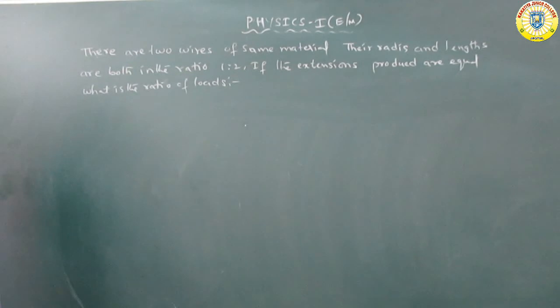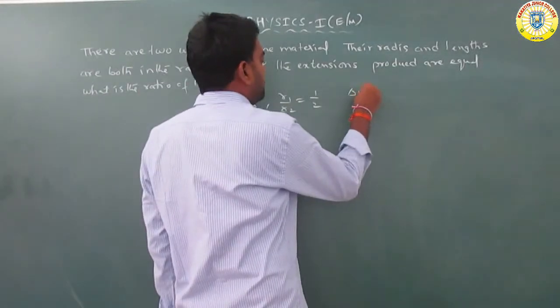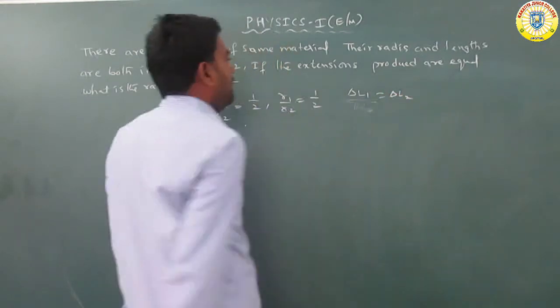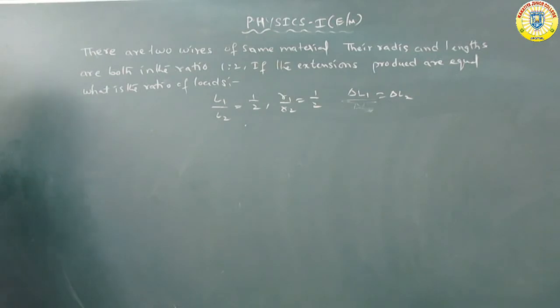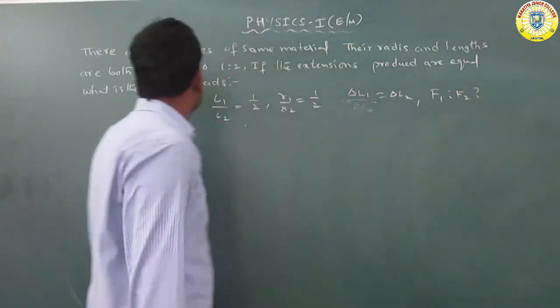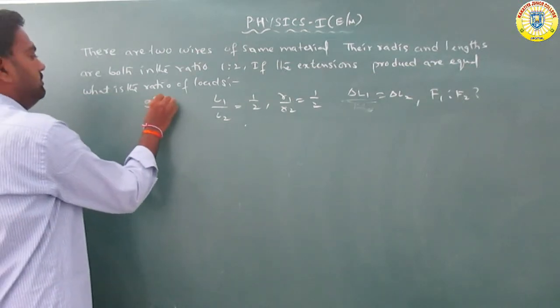Right. So there are two wires of the same material and their radius and lengths are both in the ratio of 1:2. So the length L1 by L2 is 1/2. Radius R1 by R2 is 1/2. And the extensions produced are equal, that means delta L1 by delta L2 are equal. So find the ratio of the load. Load means force. F1 is to F2 is equal to what? Okay, find the ratio of the load. Load means force. Okay, so that is the given information.